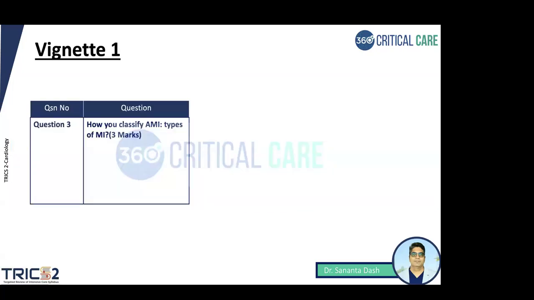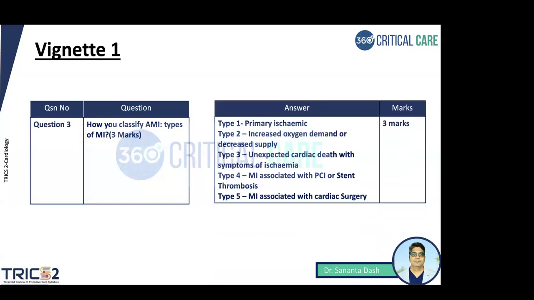How will you classify MIs? Types of MI. There are 5 types: 1, 2, 3, 4, and 5. One is a primary ischemic event. Second is increased oxygen demand, which we call type 2 MI, where there is an imbalance between demand and supply. Type 3 is unexpected cardiac death with symptoms of ischemia. Type 4 is MI associated with PCI or stent thrombosis. And type 5 is MI associated with cardiac surgery.